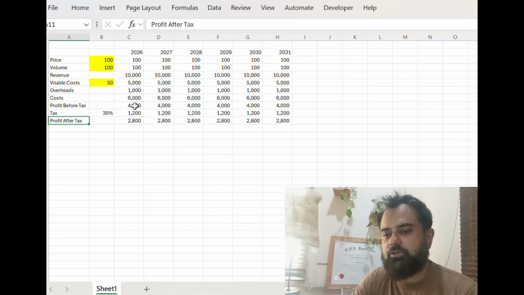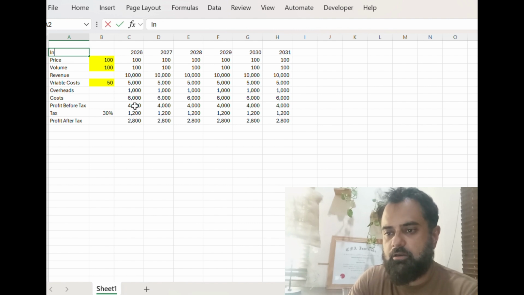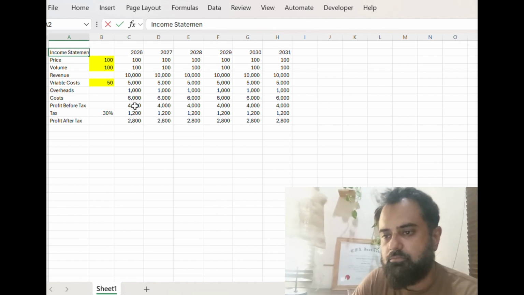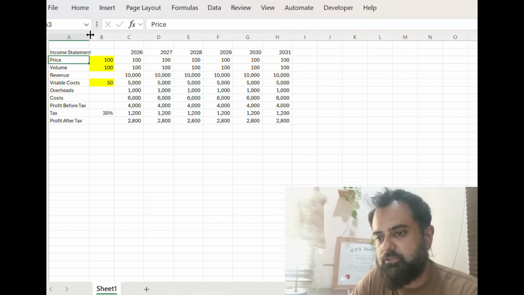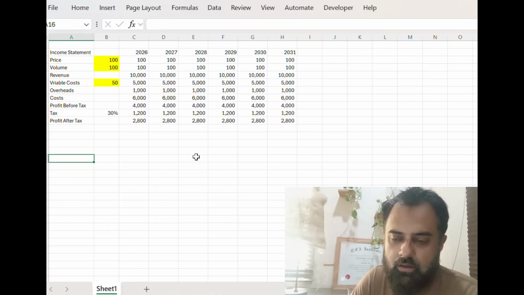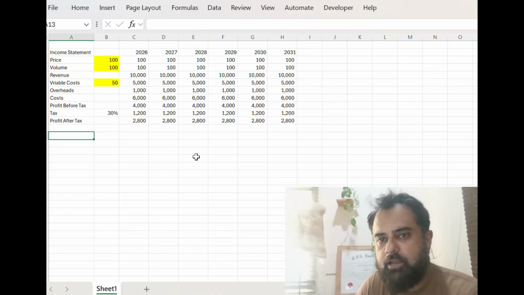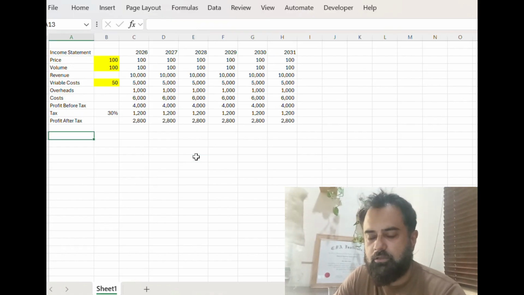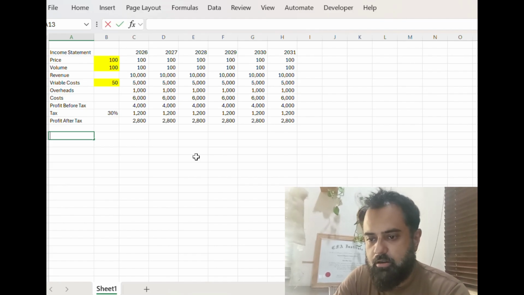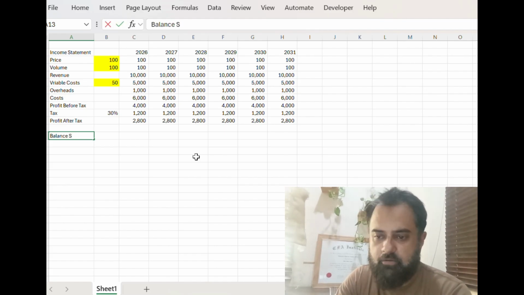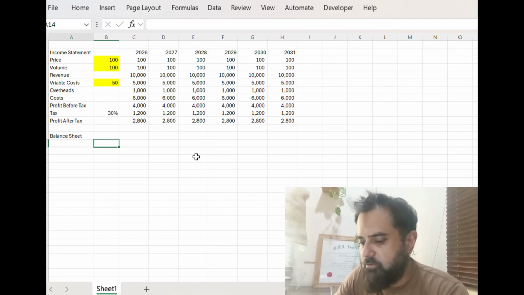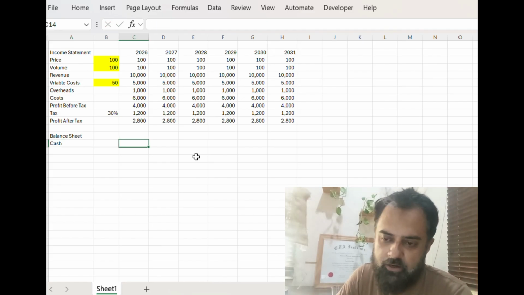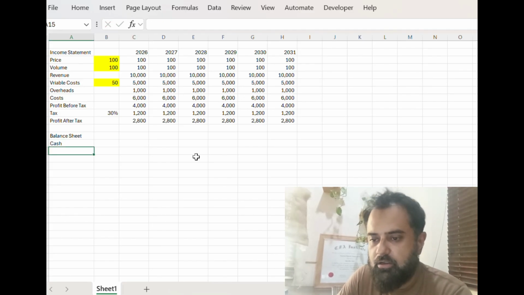So this is the income statement, right? We'll just write this here. This gives us the income statement, and let's move on to the balance sheet, because the balance sheet is the second important financial statement, and it always starts with cash. But we'll do cash in the end, all right?